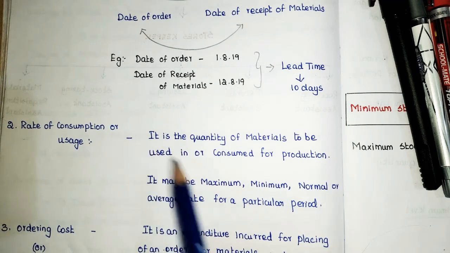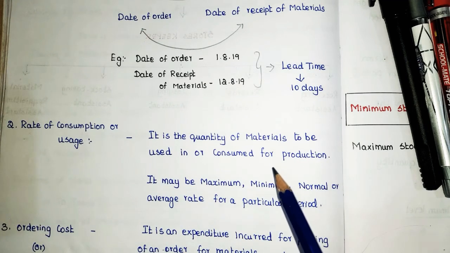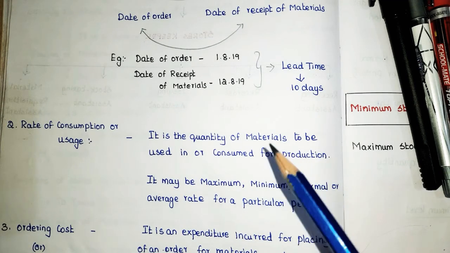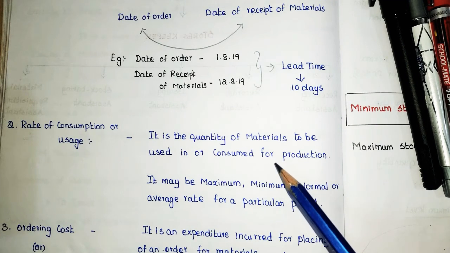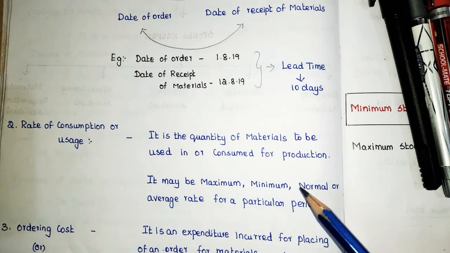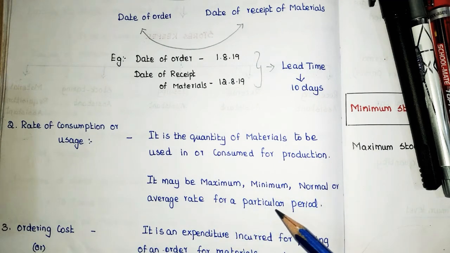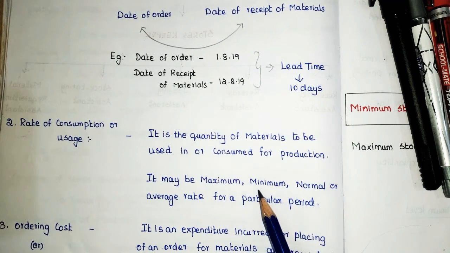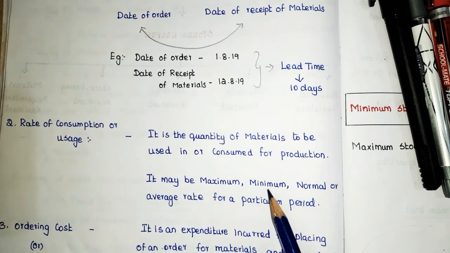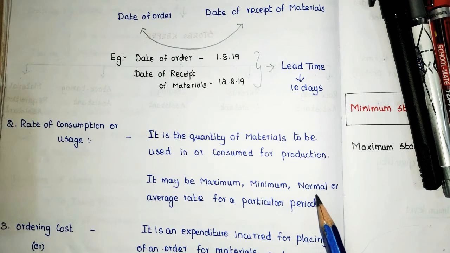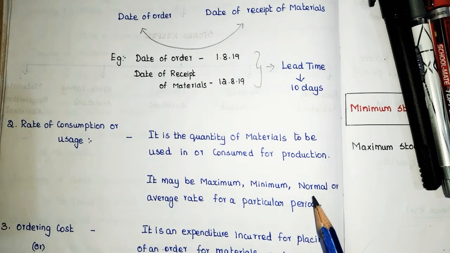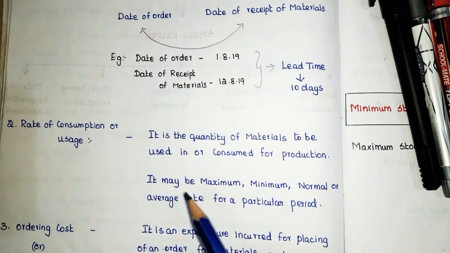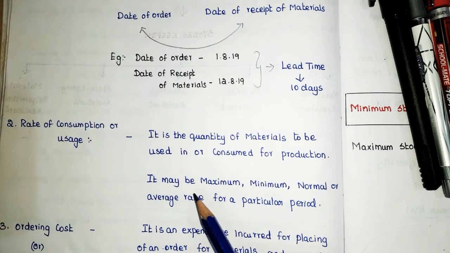It is the quantity of material which is to be consumed for production. Usually this is expressed in units. That is, it may be the maximum, minimum, normal or average rate for a particular period, that is, for a month, week or day. Maximum usage refers to the highest usage in a particular period. Minimum usage refers to the lowest usage in a particular period. Normal usage refers to the quantity of material used normally. Average rate refers to the average of maximum and minimum usage of a particular period.